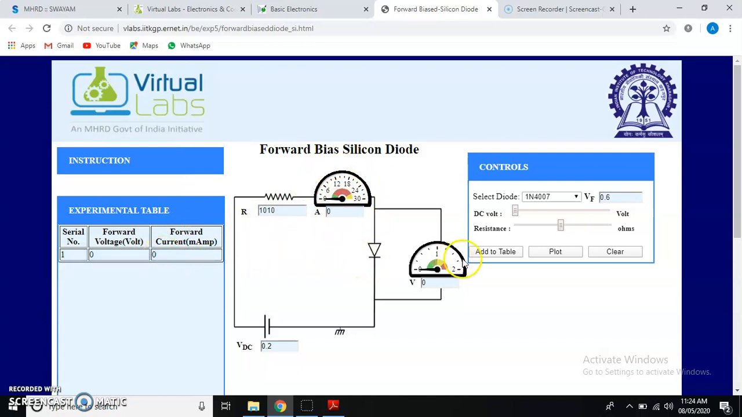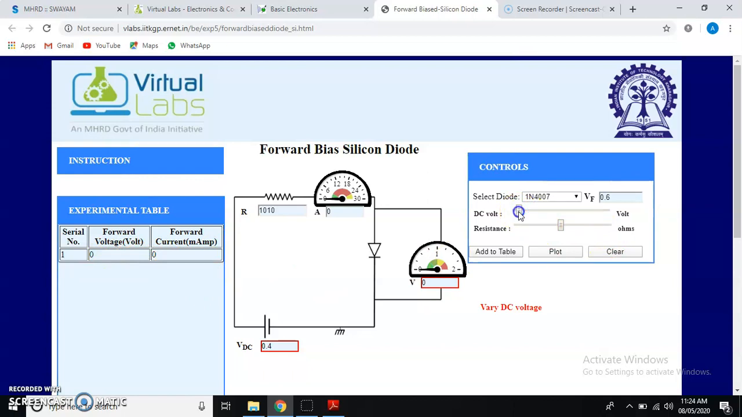Okay. Now let us go and adjust the DC voltage to 0.4. At 0.4 volts also, there is no current, no voltage. Since the reading is 0 only, even though you click on add to table, the reading will not be added because it is 0 only.